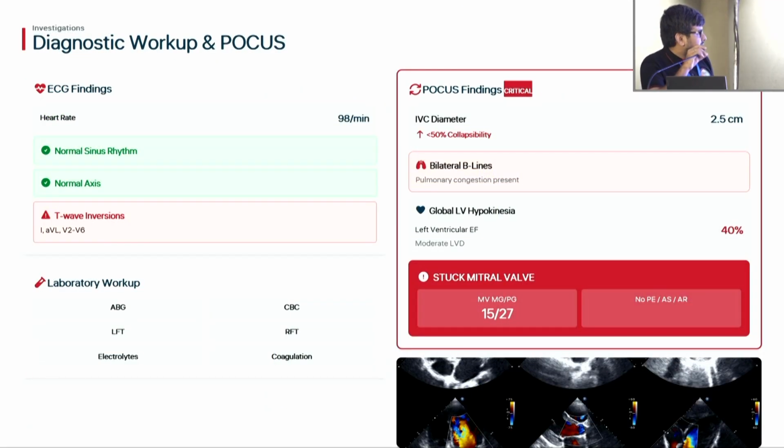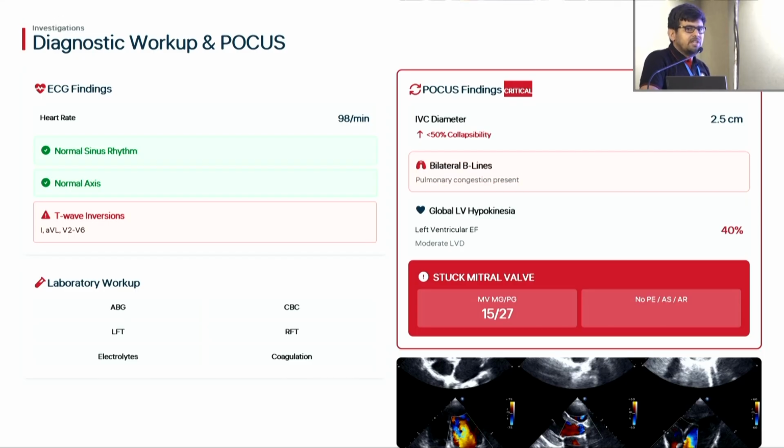When we did the ECG, there was a T-wave inversion in aVL and V2 to V6. So we sent blood investigations: ABG, LFT, electrolytes, CBG, RFT and coagulation profile. Particularly the PT INR was very low; it was not in the target of 2 to 2.5. The patient had a sinus rhythm and a normal axis. When we looked at the IVC, it was more than 2.5 centimeter, less than 50% collapsible.